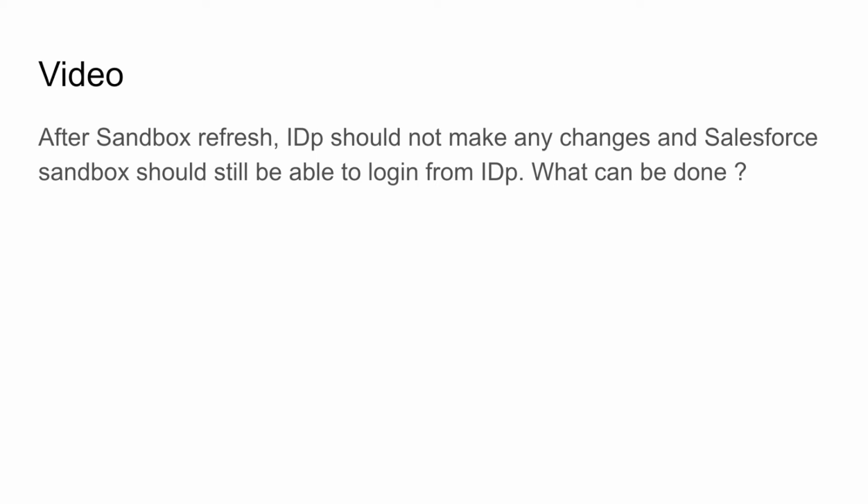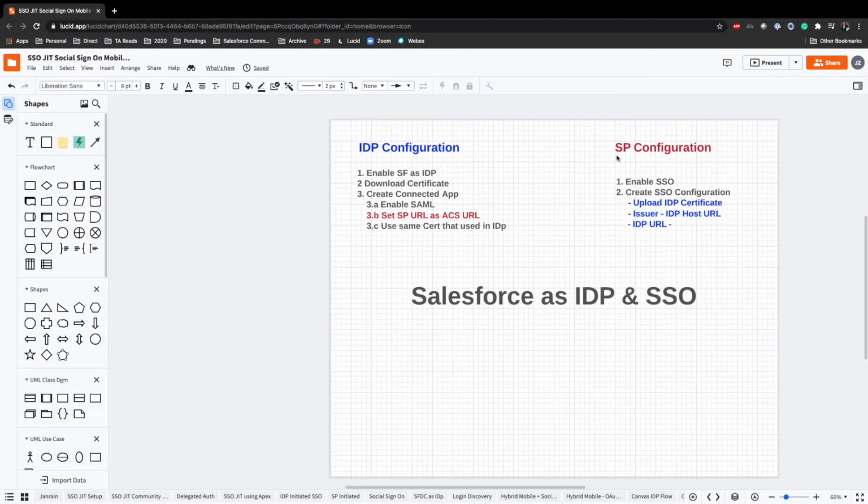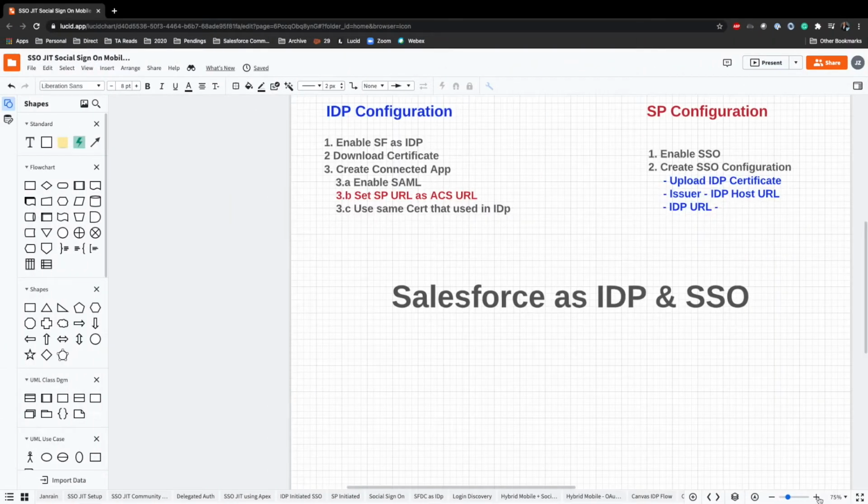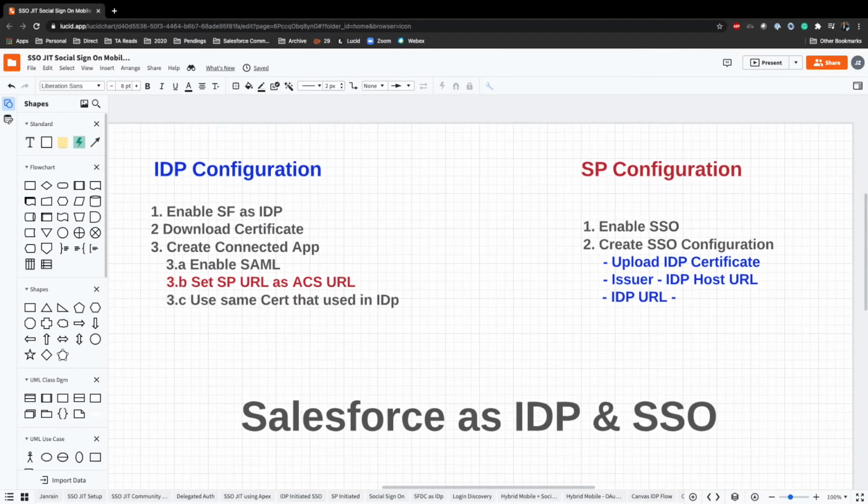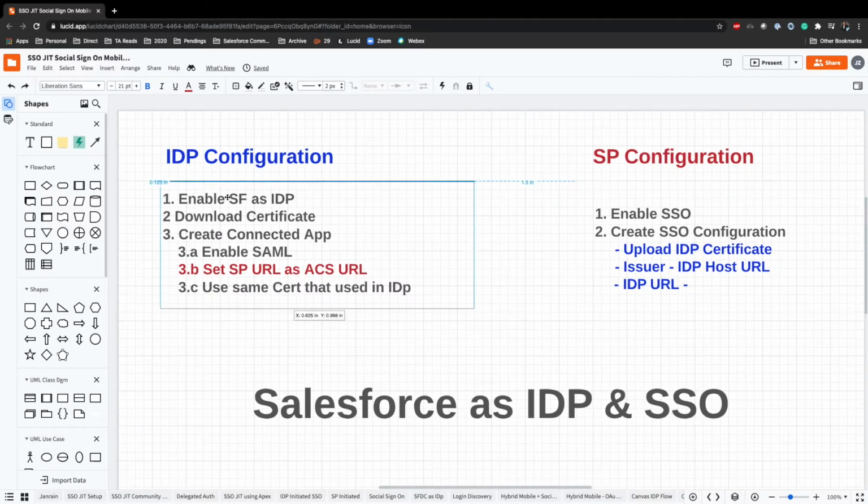Before I go on the answer, let's go on simple implementation to make things a little bit clear. As you can see on this Lucidchart, I have two parts: what needs to be done in the identity provider and what needs to be done in the service provider. First of all, in the identity provider, you have to enable Salesforce as an identity provider. I would be using one Salesforce instance as identity provider and another Salesforce instance as a service provider.